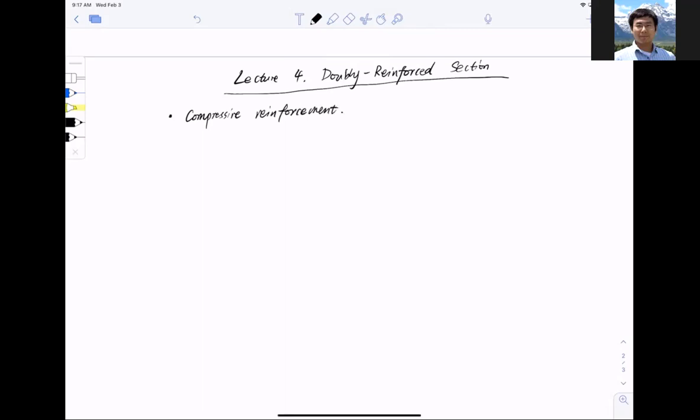And we have talked about this. The main reason to add compressive reinforcement is not to increase the capacity of the beam. As a matter of fact, the reason why we supply compressive reinforcement is to ensure we have increased ductility.